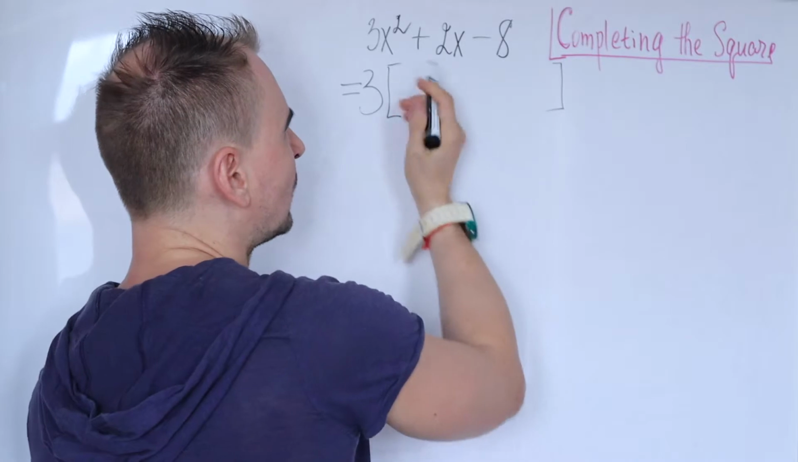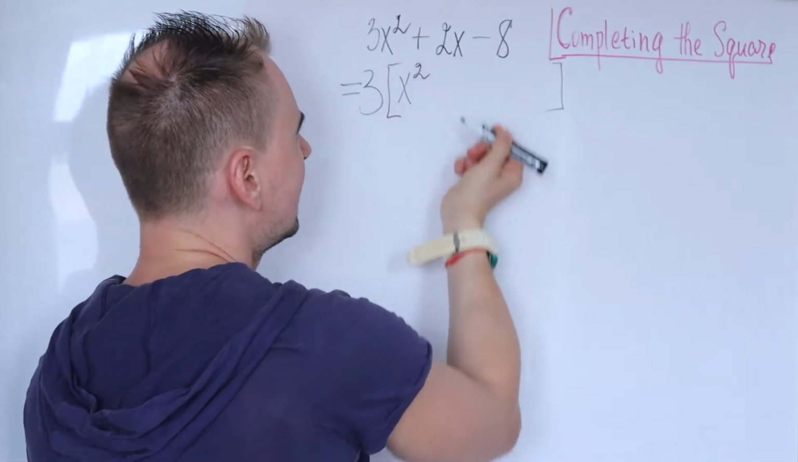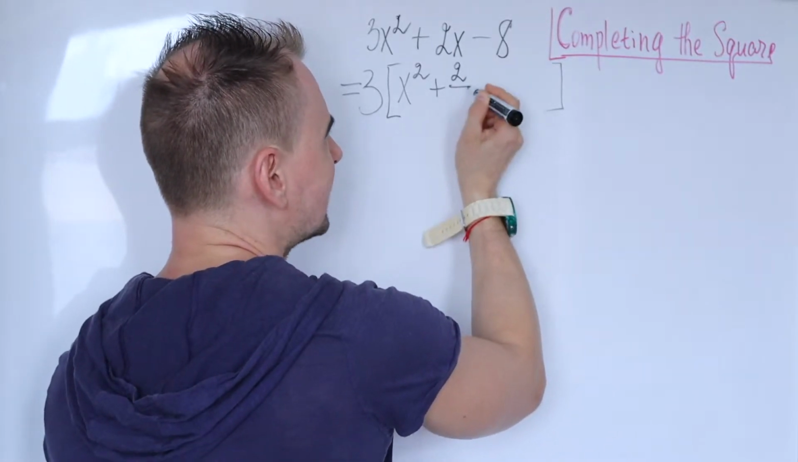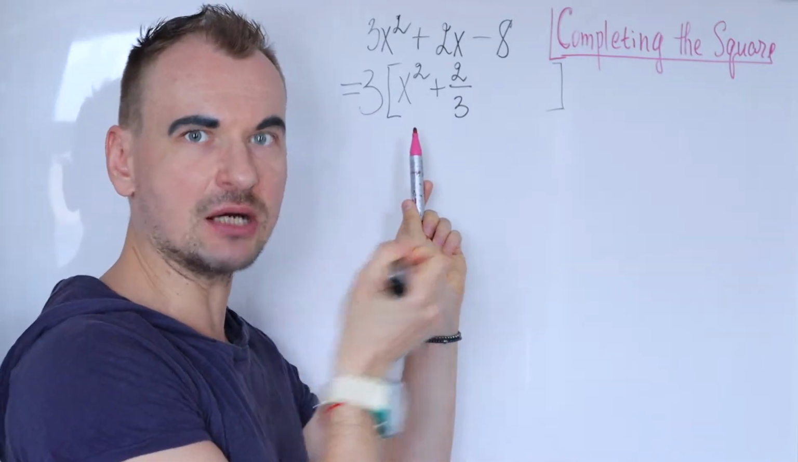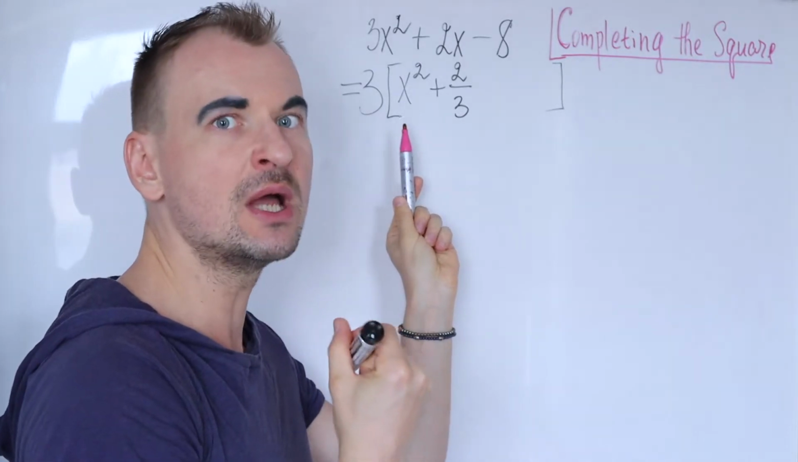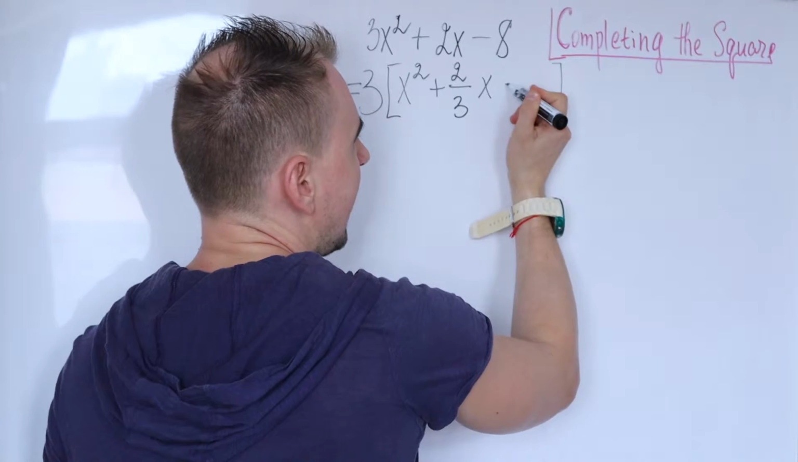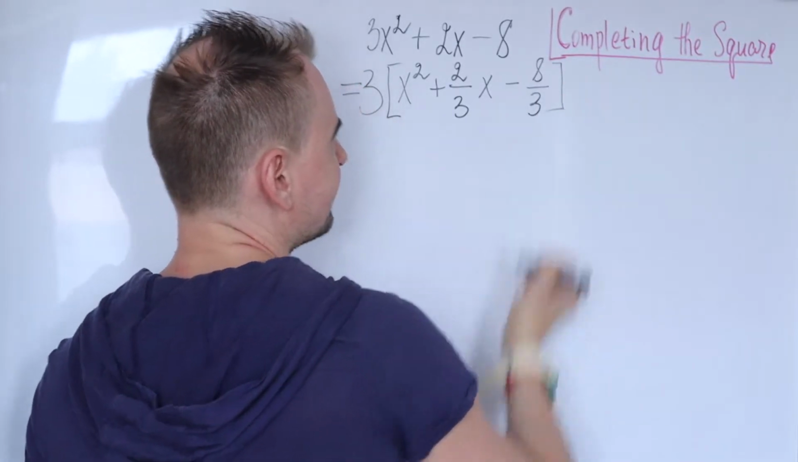Now, what's left over? Instead of the first term, I would simply have x squared plus, not 2, but 2 over 3, since 3 is pulled out and placed in front of your parentheses. So you still have x. And finally, the last term becomes 8 over 3.